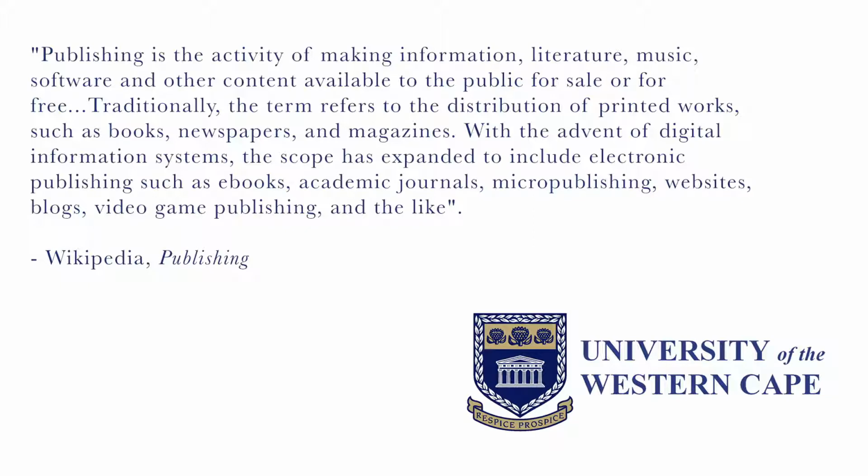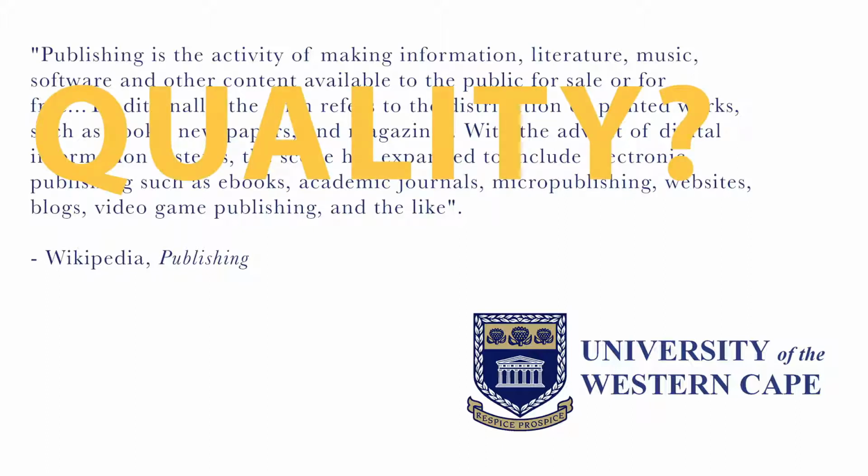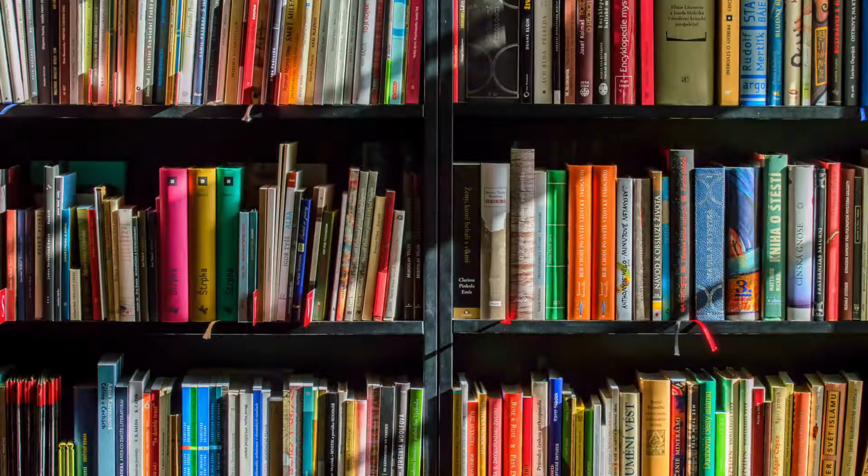Publishing is defined as the activity of making information available to the public for sale or for free. Traditionally, the term refers to the distribution of printed works, but with the advent of digital information systems, the scope has expanded to include electronic publishing. This definition, however, does not speak to the quality of the item being published. Publishing is a vital part of the research process, assisting in the establishment, verification through peer review, distribution, and archiving of the academic record, either in print or online.